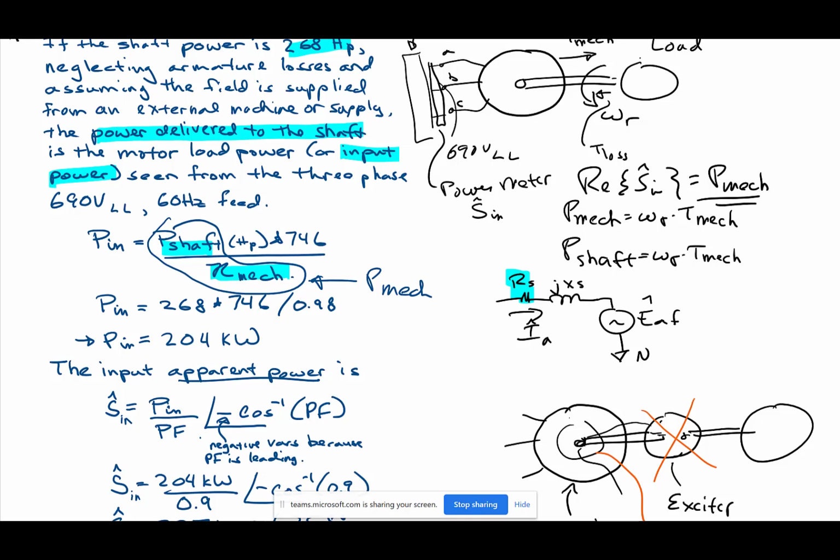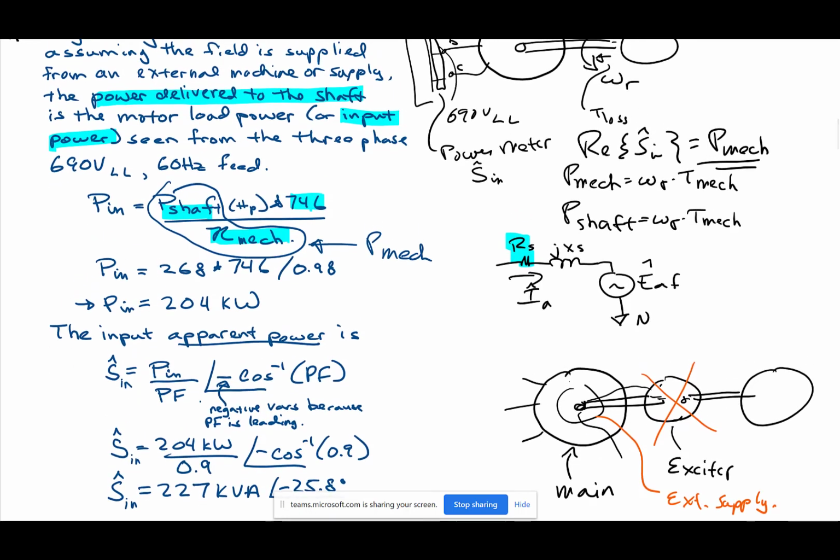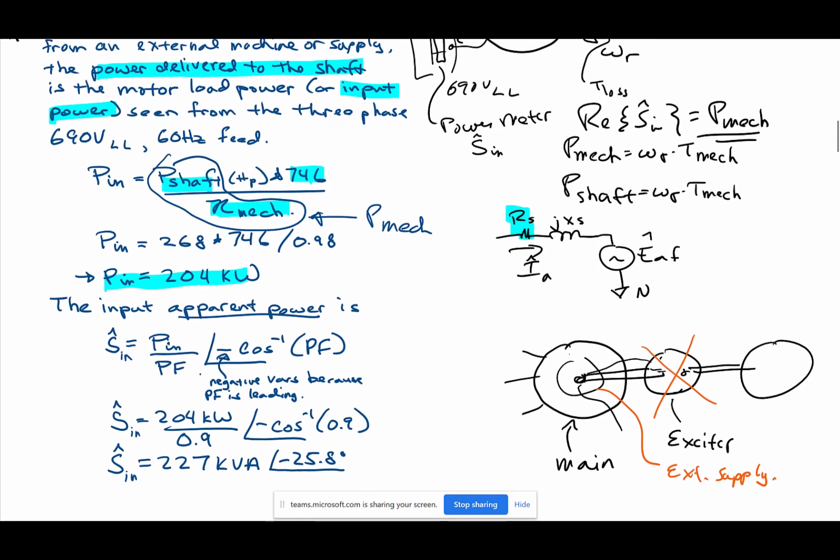We have to convert it to watts again, 746 watts per horsepower. So remember this conversion, and usually on a test I will give it to you, but I don't know if this is a take-home exam. Well, I'll give it to you. But it's a good thing to have in your notes to save time. And then you just plug in what we know, and we get an input power of 204 kilowatts.